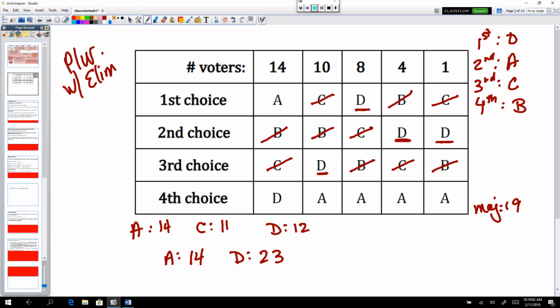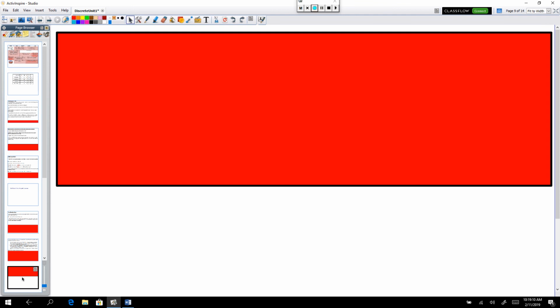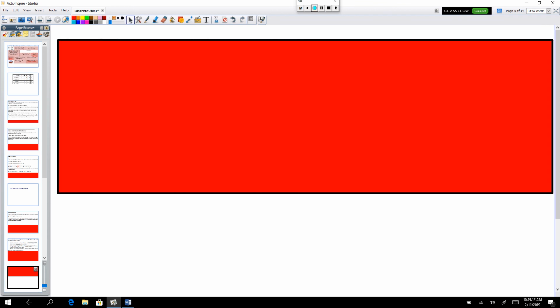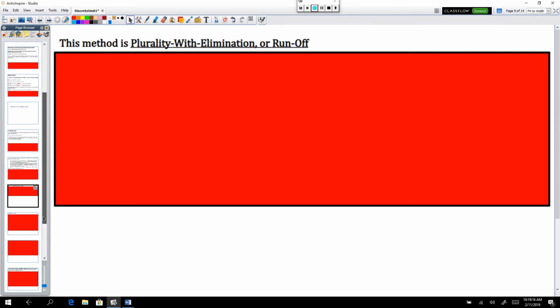Now we'll talk about our fourth and final method, pairwise comparison. Pairwise comparisons are basically head-to-head battles between all the candidates. Remember the Condorcet criterion?